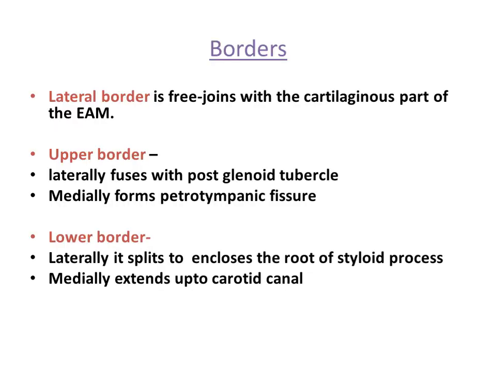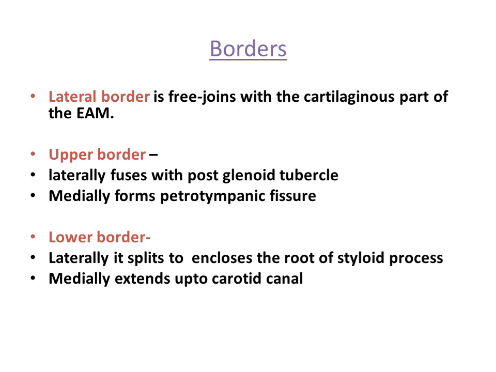Coming to the borders, we have the lateral border, upper border and lower border. The lateral border is free and it joins with the cartilaginous part of the external acoustic meatus. The upper border is divided into a lateral part and a medial part. Laterally it fuses with the postglenoid tubercle and medially it forms the petrotympanic fissure.